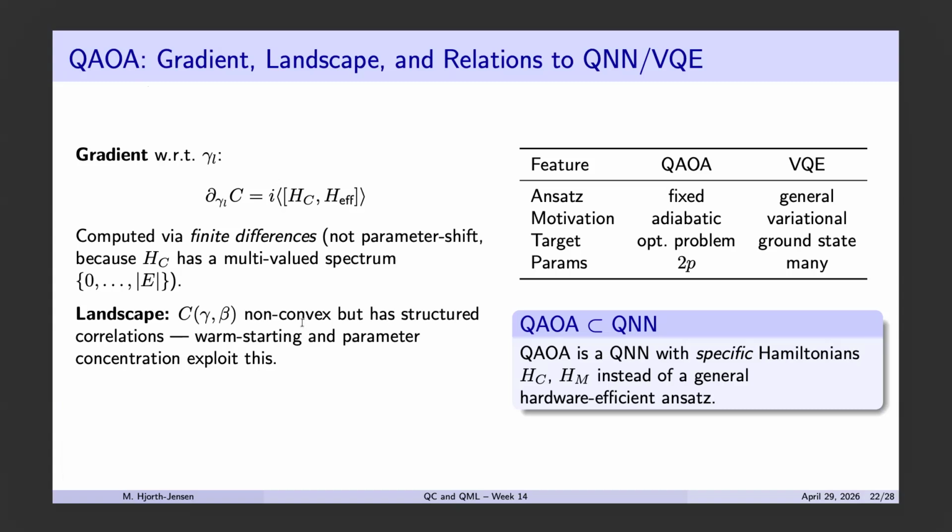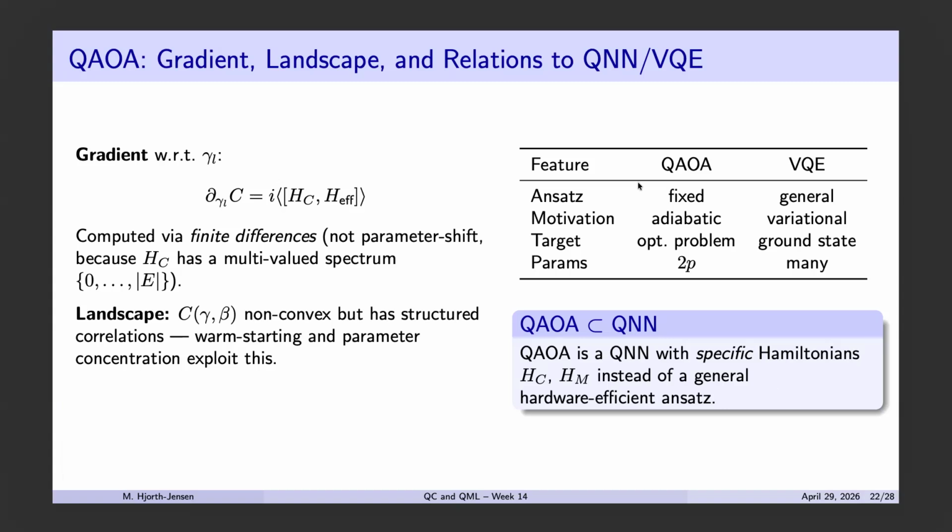And there's no guarantee that the function is convex, but it has structured correlations. So normally we would see the QAOA algorithm as a subset of the QNN, where the quantum approximate optimization algorithm is a quantum neural network with specific Hamiltonians instead of a general hardware efficient ansatz. That's one of the ways you can look at that.